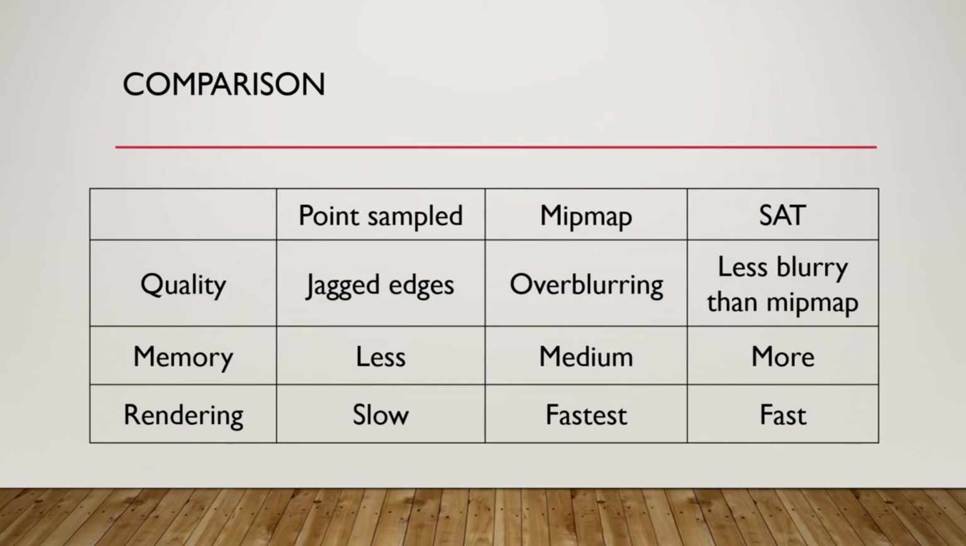In terms of quality, point sampling is not good because it will produce jagged edges. Mip map will overcome the jagged edges, but it will produce overblurring, and summed area table will produce less blurry results than mip map. So this is the best in terms of quality. For the memory, point sampling uses less memory, mip map uses medium, and summed area table uses more than both of the others. In terms of rendering, point sampling is slow. Summed area table is faster, but mip map is the fastest among all.